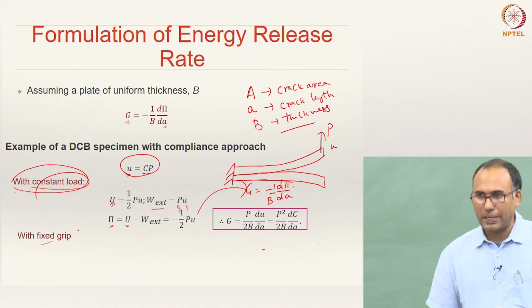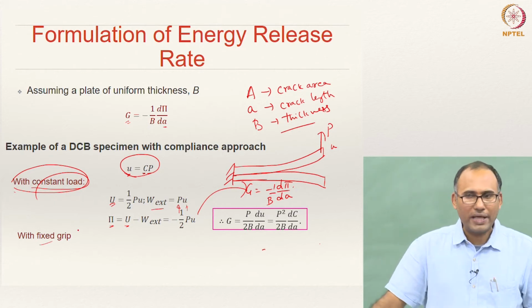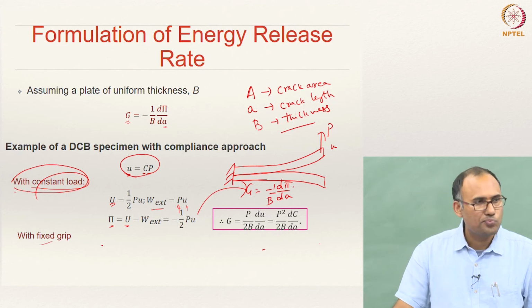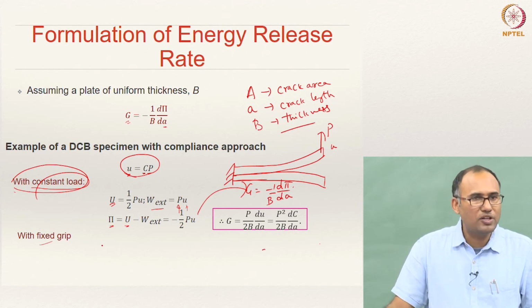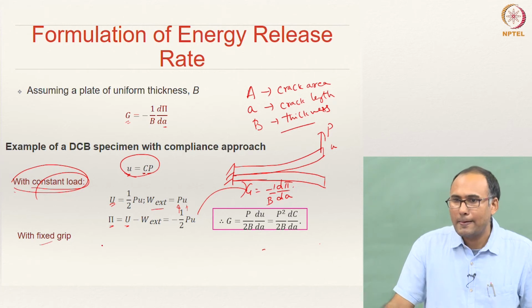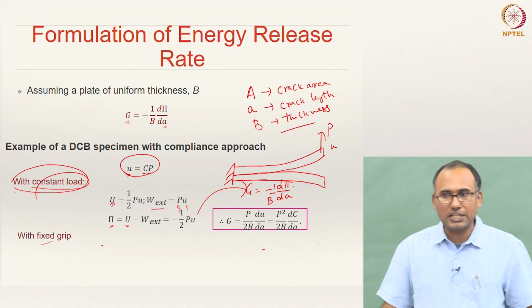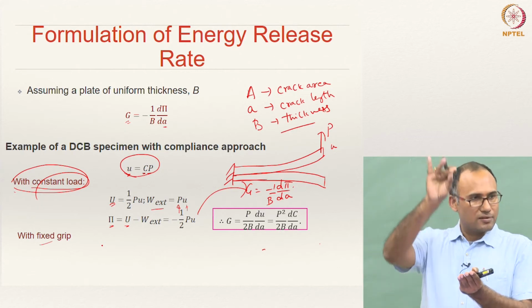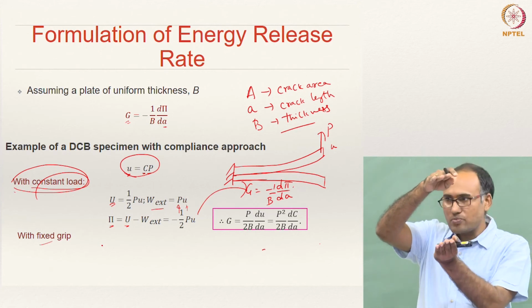So when we have fixed grip, what happens? What happens to my U and what happens to my W? What is my W when we have fixed grip? What do you mean by fixed grip? The point is not moving, right? You are holding the displacement.